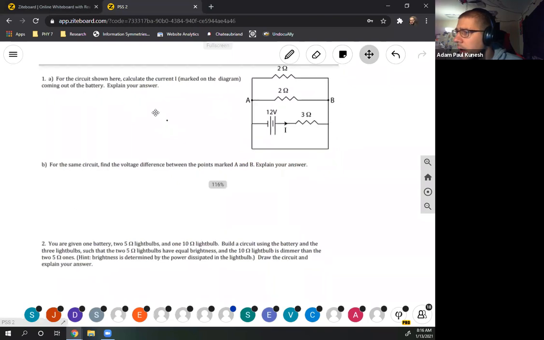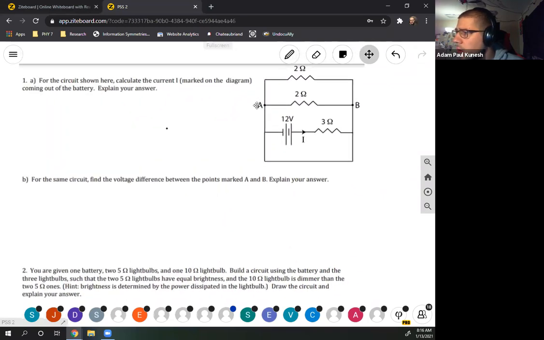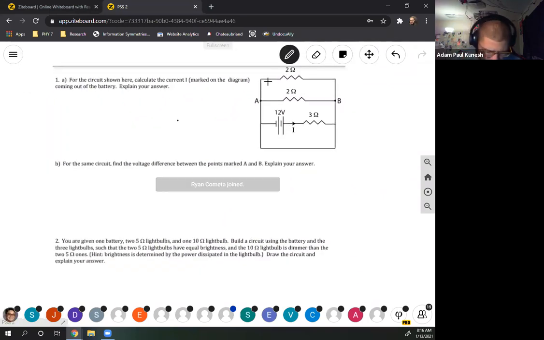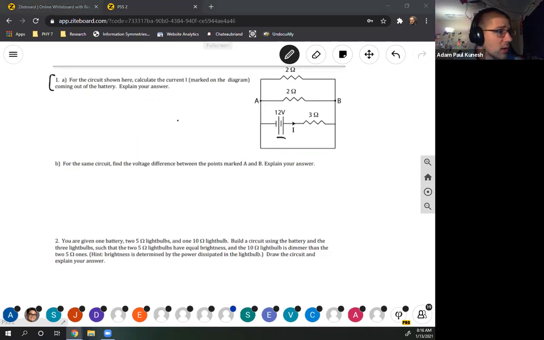Okay, so we've got a circuit. There's a battery. This is how we mark a battery. We've got 3 resistors: a 3 ohm resistor, a 2 ohm resistor, and another 2 ohm resistor. And I've got a bunch of wires linking everything together. So part A asks me, for the circuit shown here, calculate the current I coming out of the battery.